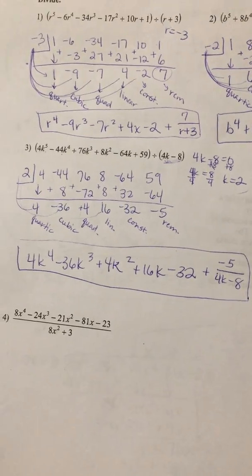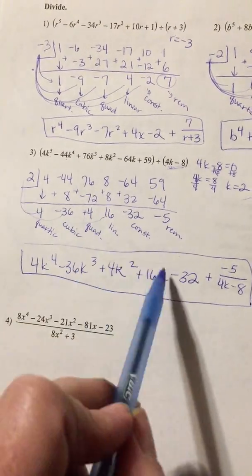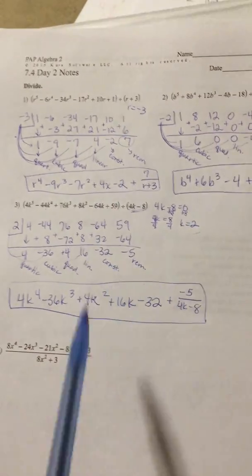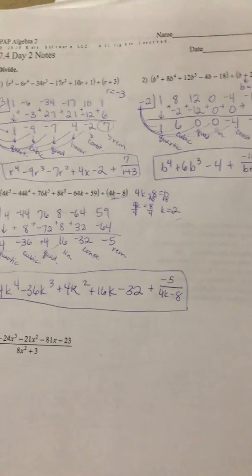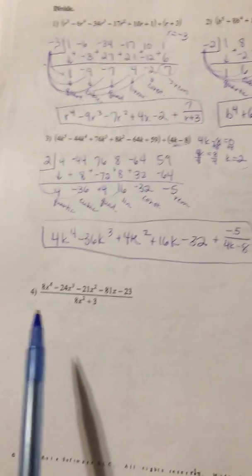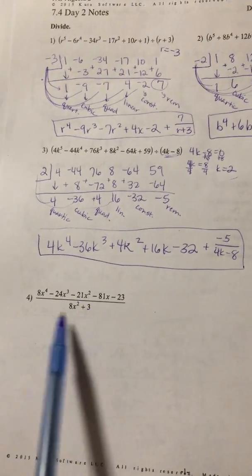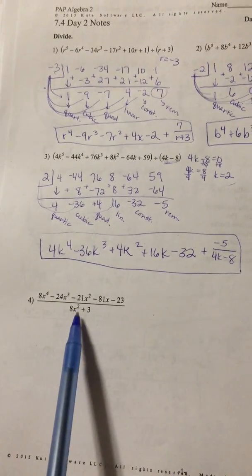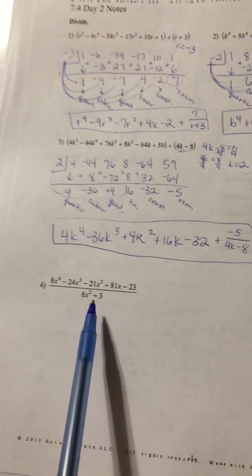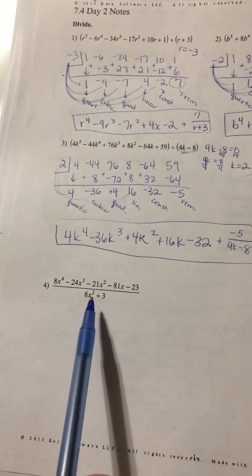Hopefully that makes sense. All of those pieces, you can see how they relate to each other in the final answer. So we've practiced our synthetic now 3 different times. None of them were nice, neat, beautiful problems that had no remainder, but we can handle that. And if we look at number 4, there is a little bit of a difference here. This is not being divided by something linear. This is being divided by something that is quadratic. That means synthetic division is not an option for us.